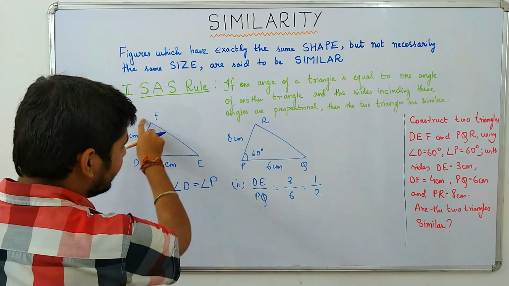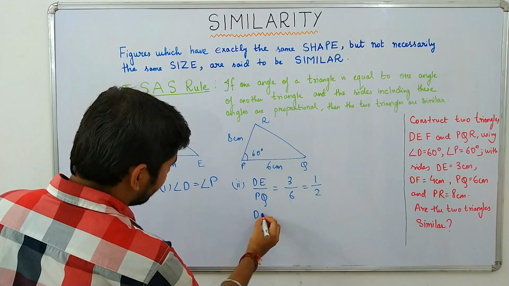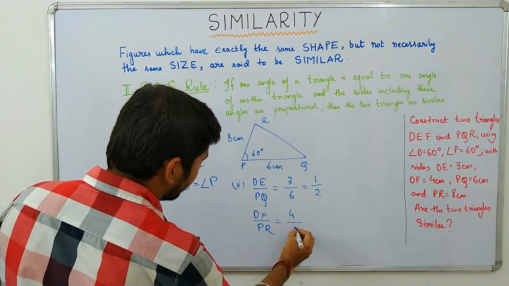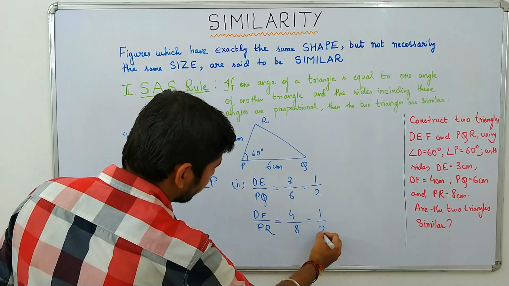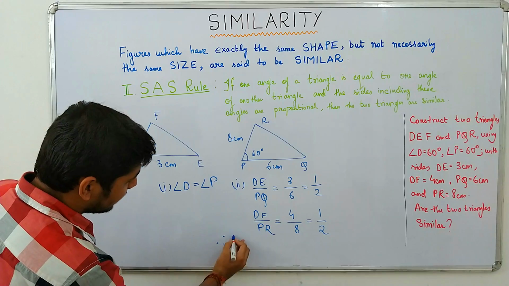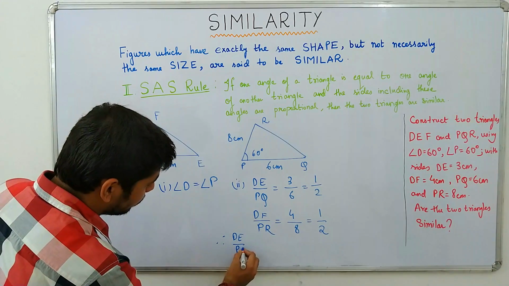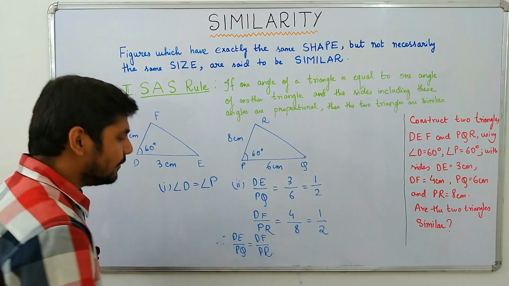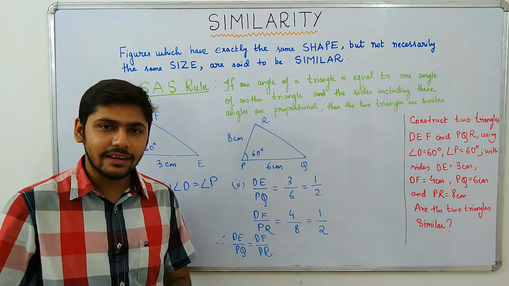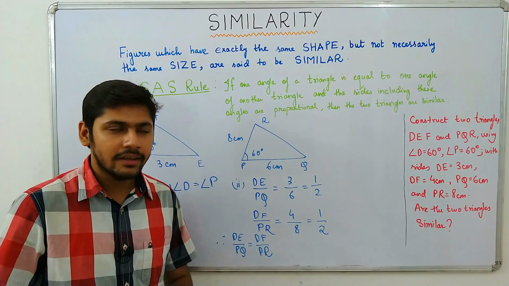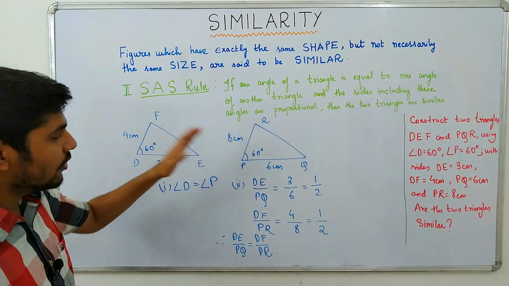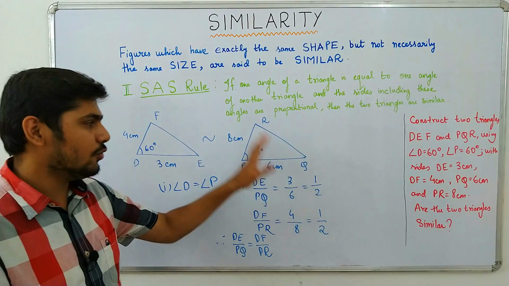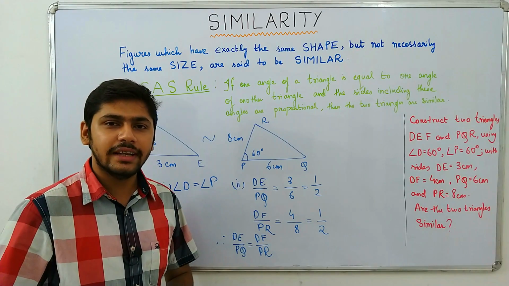Then we have DF divided by PR. So DF divided by PR is 4 divided by 8, which is also half. Therefore, we can say that DE by PQ is equal to DF by PR. That means the sides containing the angles are proportional to each other. So using the SAS rule, we can say that triangle DEF is similar to triangle PQR. Okay. Now we'll move on to the next axiom.